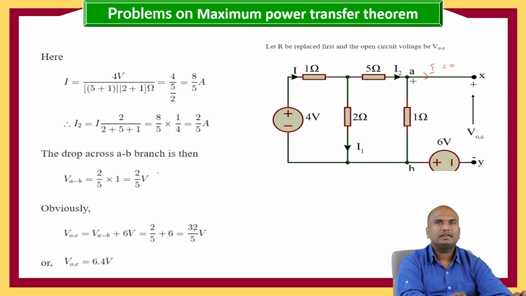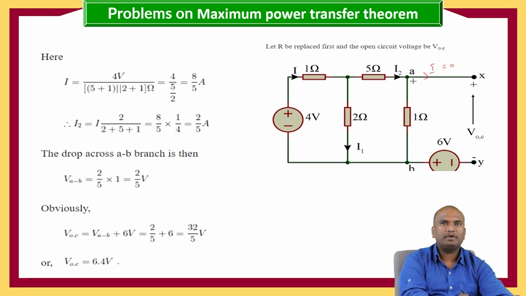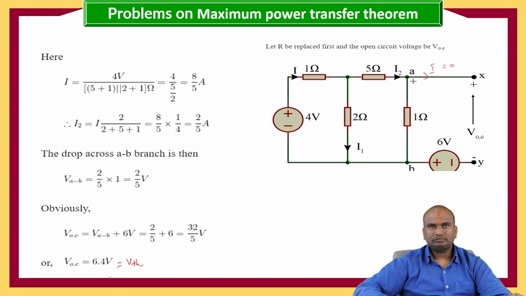Now, obviously, this is the VAB value. Now, VOC is equal to these two voltages added. VOC is equal to VAB plus 6, which is equal to 2 by 5 plus 6, that is equal to 32 by 5 volts. So from this we get the open circuit voltage as 6.4 volts, that is equal to VTH. Now we got the VTH value, and now we need to calculate RTH.